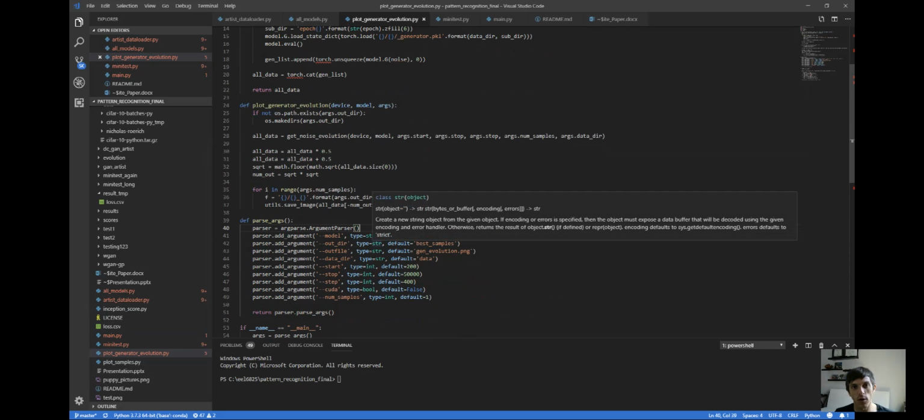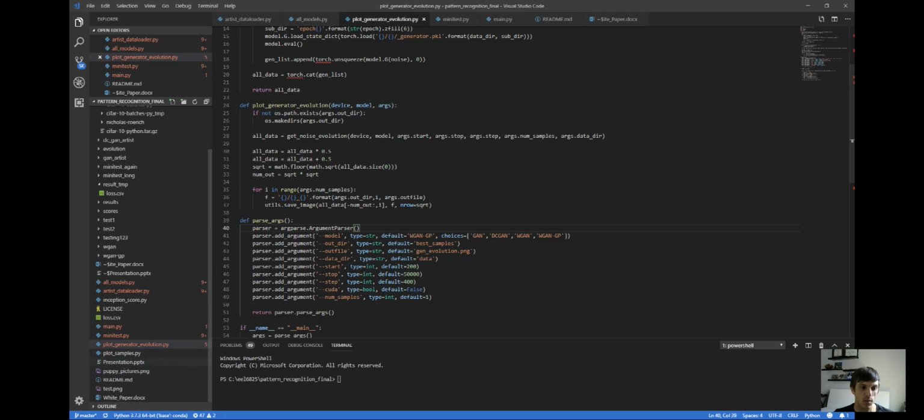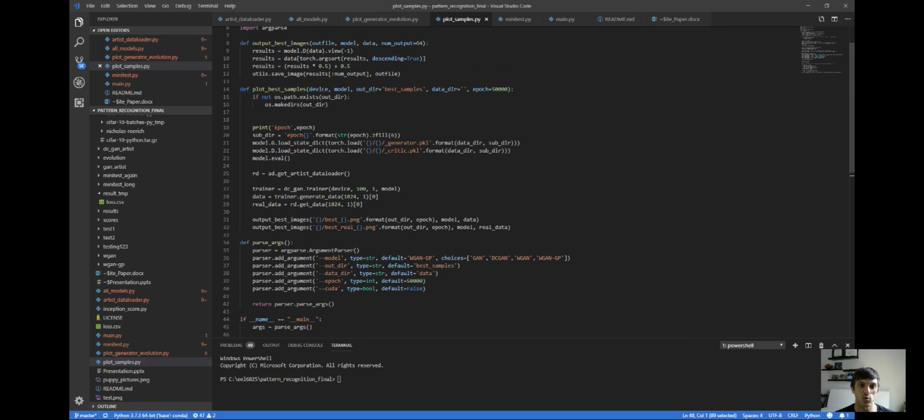As I said before in my model, I had a generator evolution grid which kept the noise value constant and then fed that into the generator network over many different epochs to see how the generator is evolving with that same noise constant. I also created a plot samples utility which plots the best 64 samples of the data set drawn from a random distribution of 1,024 samples.